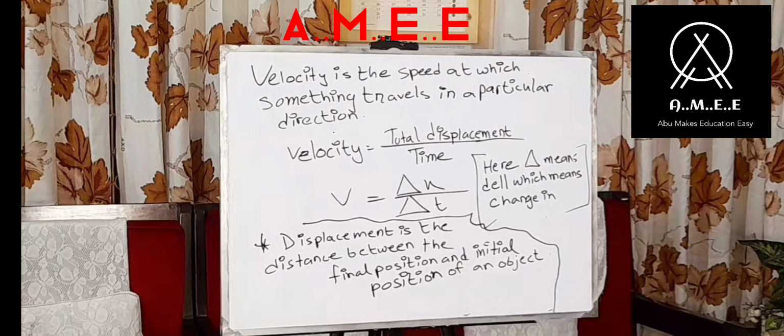I have written V equals triangle X by triangle T. Here is one new concept which you are going to learn in IGCSE. But as you are following AMI, I'm going to teach you right now. It's a new and easy concept. This triangle means del. I have also written a short note for your better understanding. Here, triangle means del, and the word del means change in.